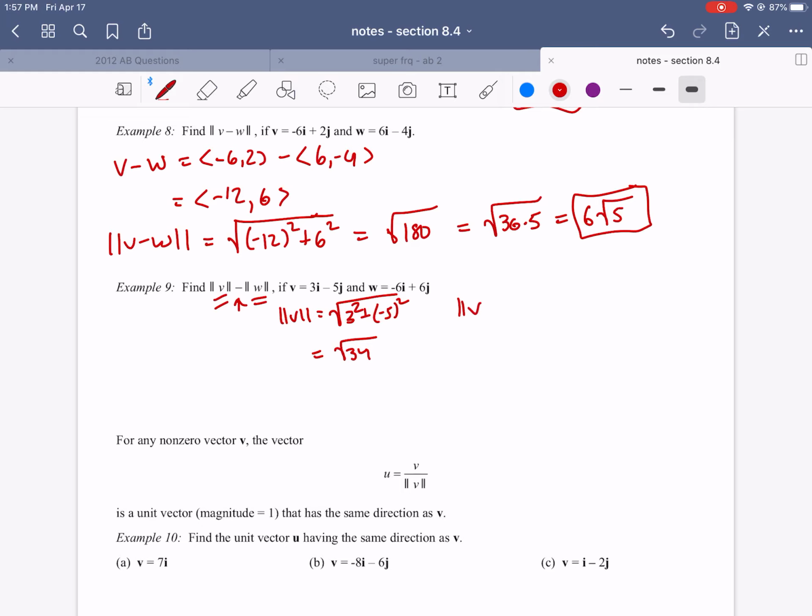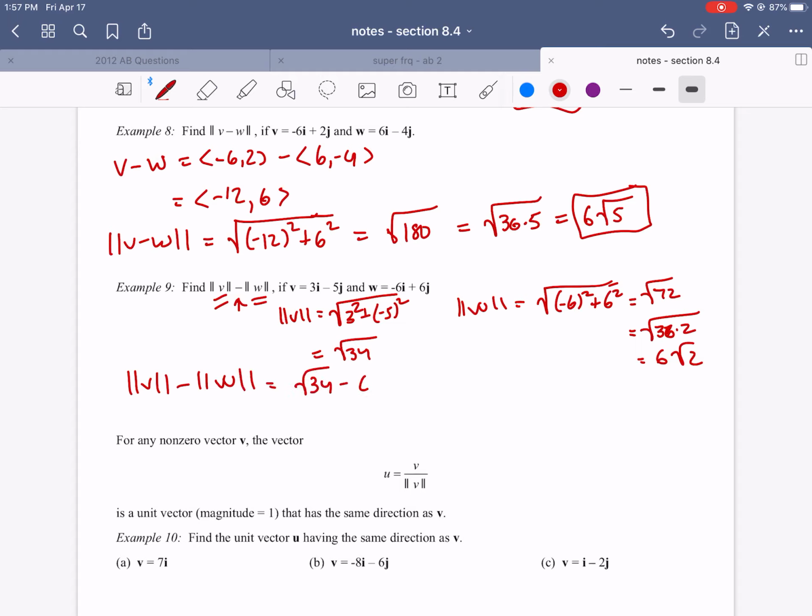I'm then going to find the magnitude of w, which will be the square root of negative 6 squared plus 6 squared, which is going to equal the square root of 72, which can be simplified because I know that 72 is 36 times 2, which is going to give me 6 square roots of 2. So now, whenever I do the magnitude of v minus the magnitude of w, this is just going to equal the square root of 34 minus 6 times the square root of 2.